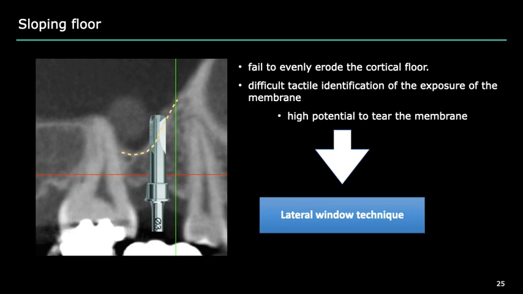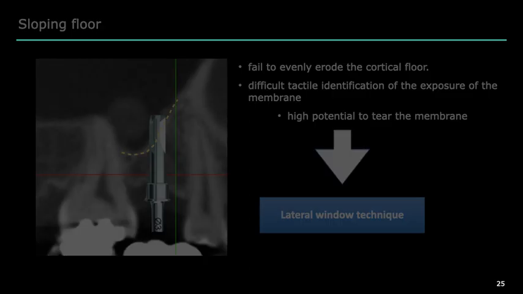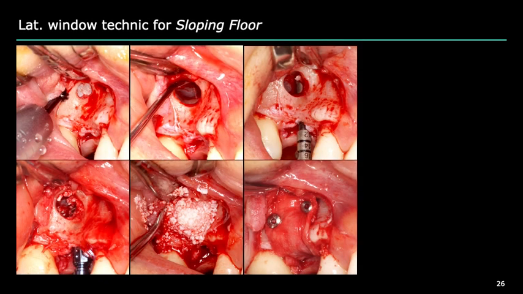So in this case, you can also do lateral window technique. So we have some innovations like hydraulic pressure. So you still have a chance to carry out the transcrestal approach. But in this case, lateral window would be a choice of mine. So I did lateral window technique in this case. So the surgical approach was quite simple, and the sinus floor was done like this, and the graft and a dental implant has been placed like this.